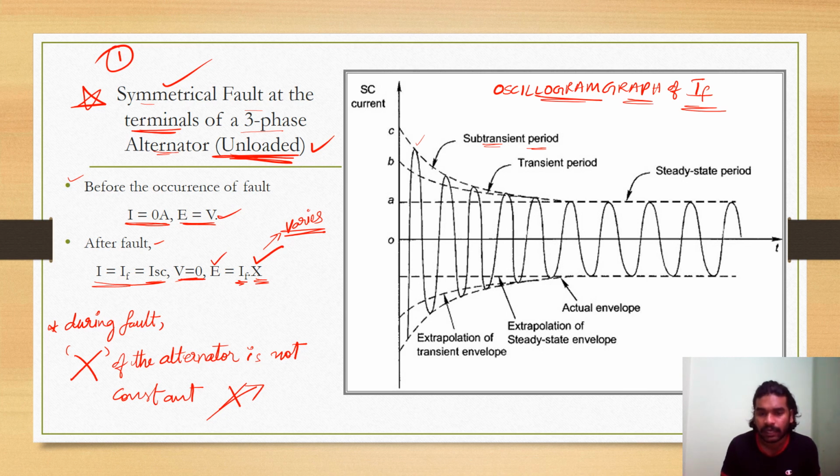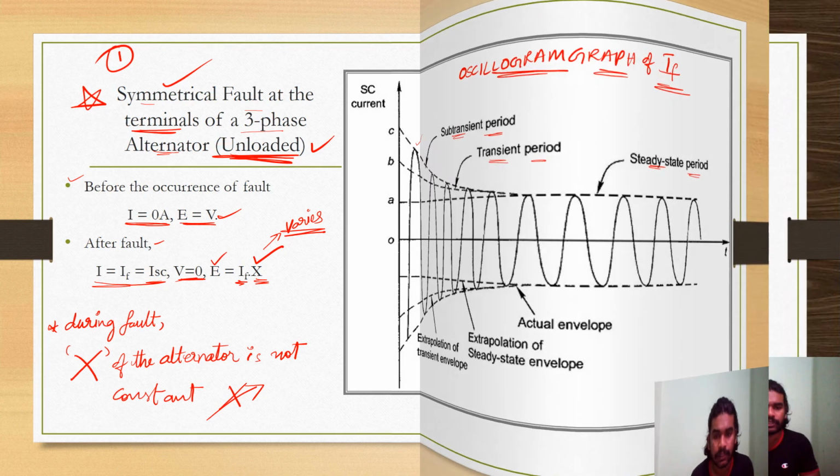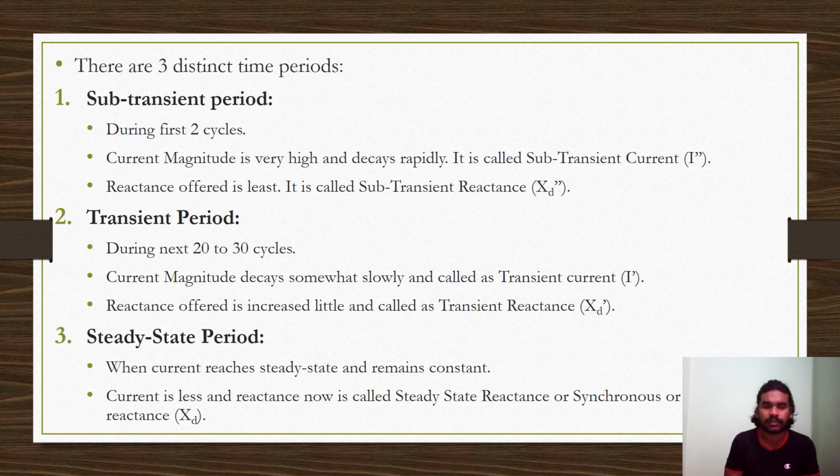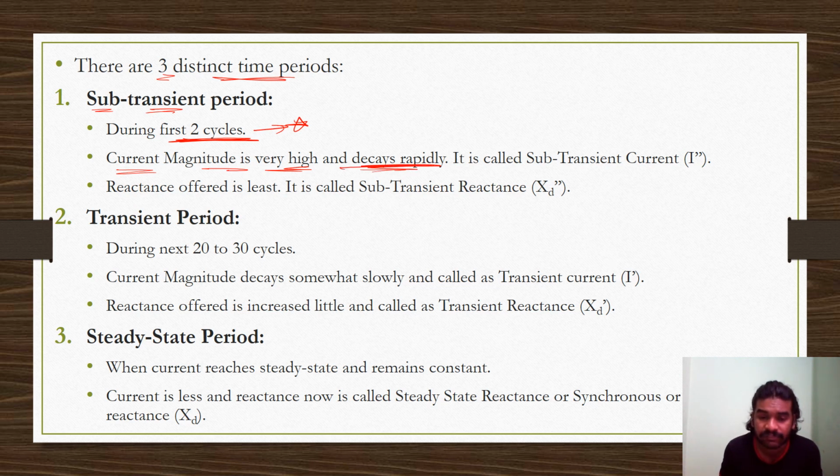Here the current was high, and then slowly the magnitude of current decreases, and this period is called the transient period. Finally the steady state period comes into the picture. So there are three distinct time periods in this oscillogram. The first period is called the subtransient period, and this is the period during two cycles. Please remember, SSC JEE IES aspirants. This is important. The current magnitude is very high.